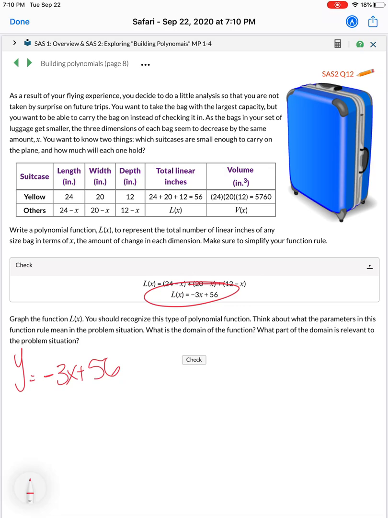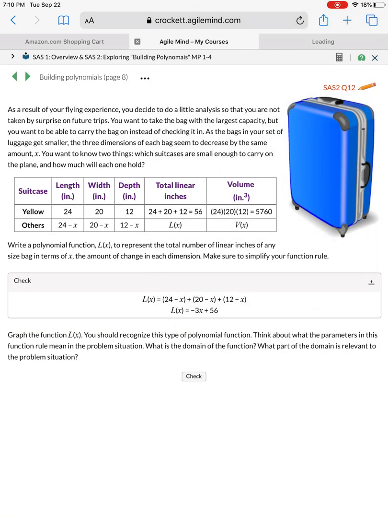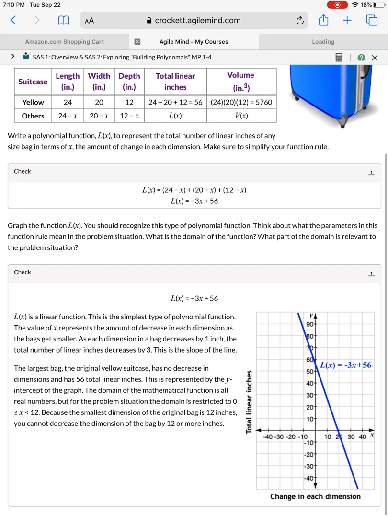It says you should recognize the type of polynomial function. Is it linear, quadratic, exponential? It's linear because it's y equals mx plus b. My slope is a negative 3, and my y-intercept is a positive 56. Okay? You can graph that in your y equals. All right, so here it is. It tells us it is a linear function, okay?